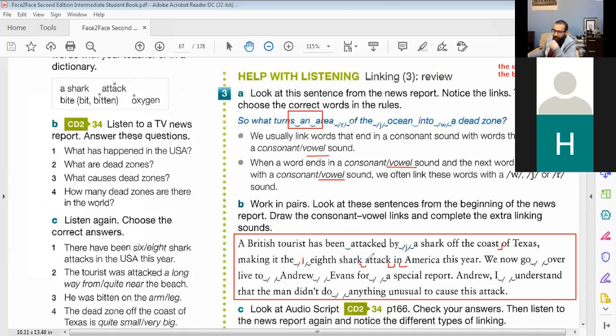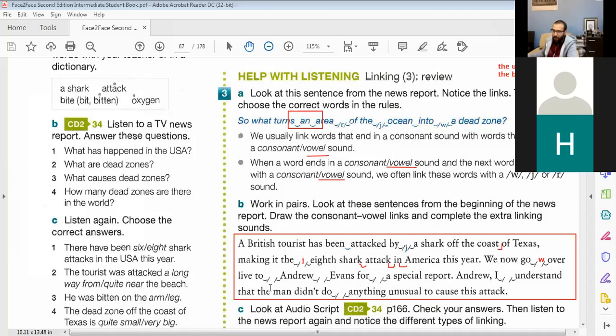Do you get the idea? So shark attack in America, shark attack in America. These four words are together. We now, what sound is added? Exactly. Go over, go over, go over. Because the O and the O, if you don't use a wa sound, you will have to stop. Go over. But if you use the wa, you can continue. Go over.